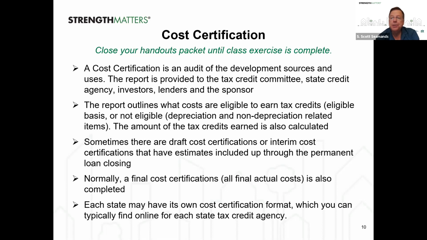Lenders also use the cost cert to make sure that their loan proceeds were spent on eligible type costs. Some loan programs are not allowed to pay for certain types of costs. There may be, for example, a state rule that says your state agency's funding cannot pay for land. We have something similar in California. So you have to have a different source that pays for the land.